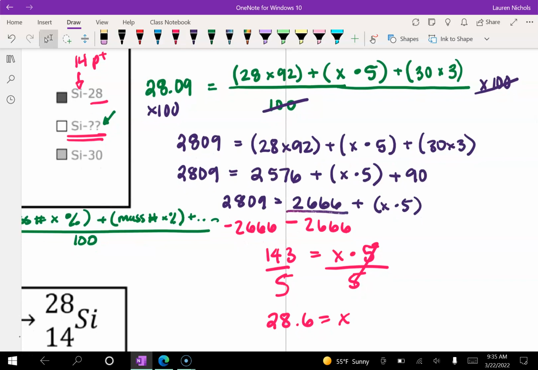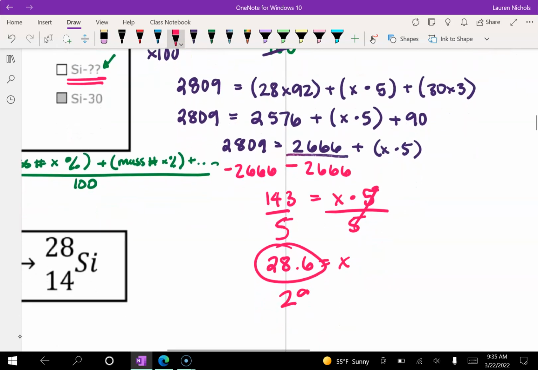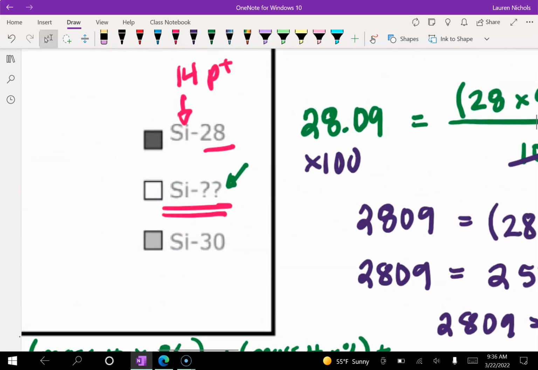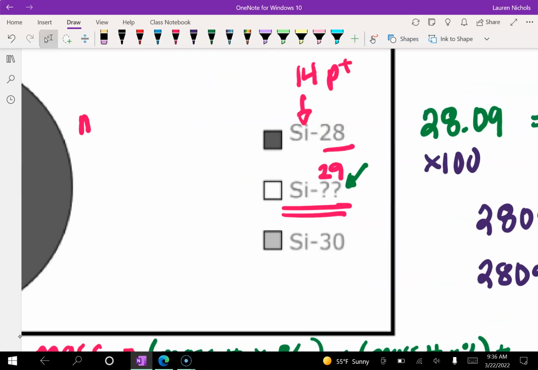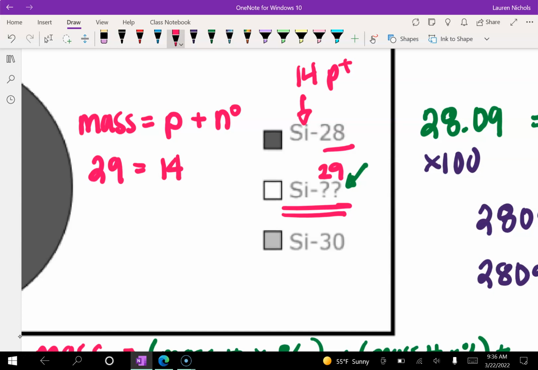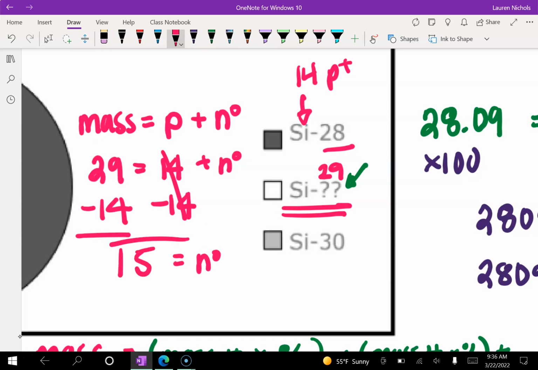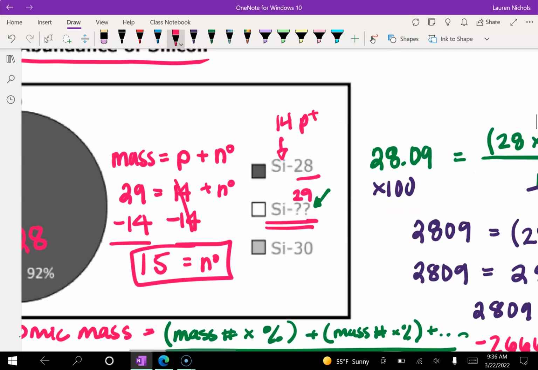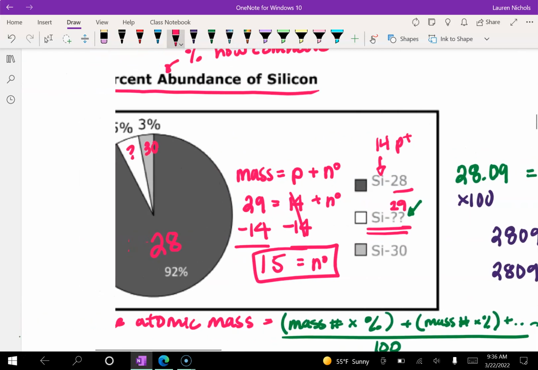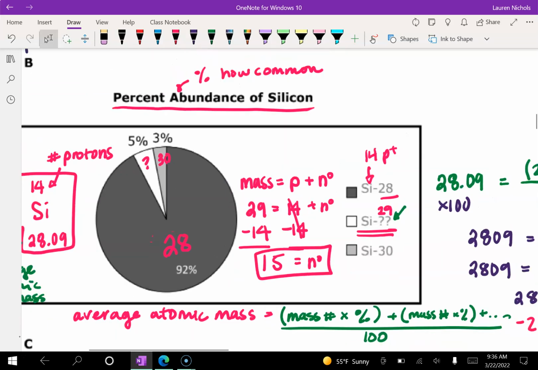So since our isotope amount needs to be a whole number, this rounded to a whole number is 29. Therefore, we can assume that this missing isotope is 29, and therefore we know that the mass is our protons plus our neutrons. So if I have a mass of 29 and there are 14 protons, that means to figure out our neutrons, we subtract 14 on both sides, and I'm given that my number of neutrons is equal to 15. So that means our missing isotope will have 14 protons and 15 neutrons, according to our calculations.